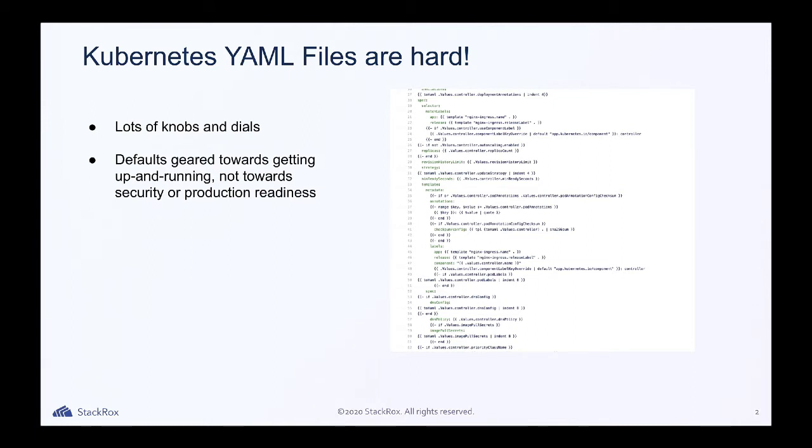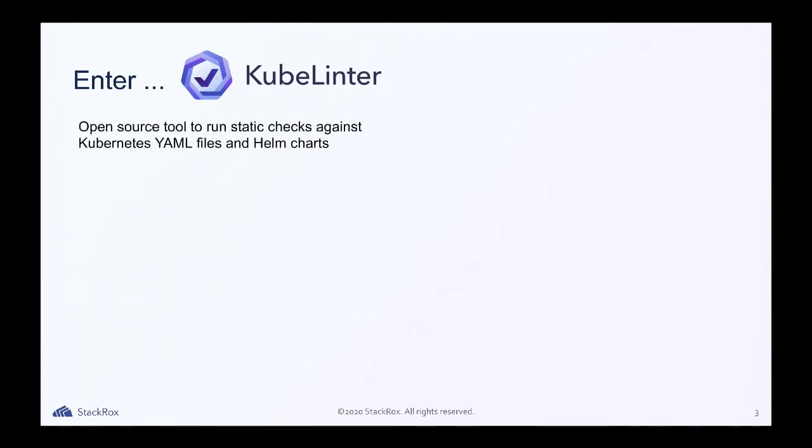Now, while this makes sense from the point of view of lowering the barrier to adoption, it does mean that if you're not careful, you could be placing your sensitive systems at risk. So just because you got your app running doesn't mean that it's ready to run in production. Enter KubeLinter, our answer to this problem. KubeLinter is an open source tool to run static checks against Kubernetes YAML files and Helm charts.